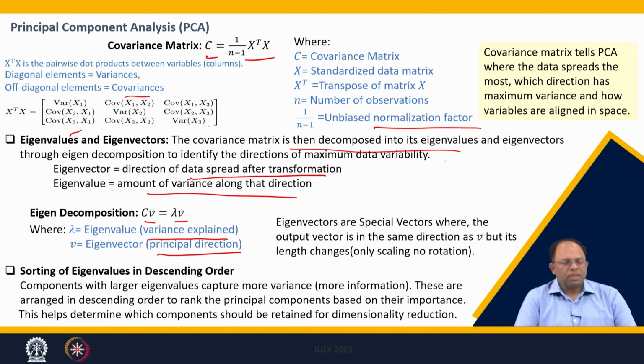So what we have to do after this is, once you have identified the direction as well as the spread, we will sort these eigenvalues in descending order. The reason is, when we sort the eigenvalues in descending order, we are trying to find out which are the larger eigenvalues, right? Components with larger eigenvalues capture more variance, so obviously those are identified as the principal directions, right? These are arranged in descending order to rank the principal components based on their importance, and this helps determine which components should be retained in the dimensionality reduction.